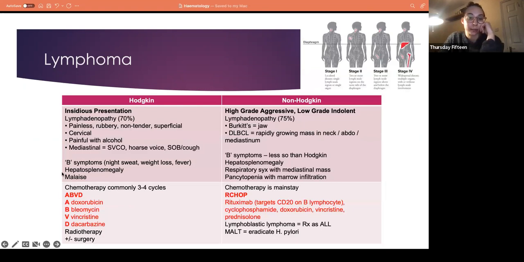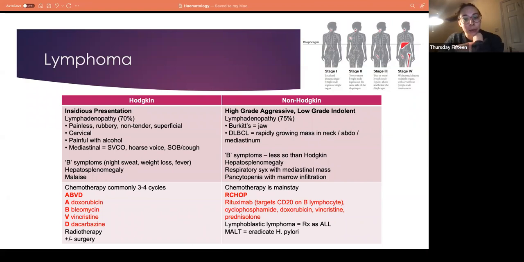So Hodgkin's lymphoma can present quite insidiously. 70% of patients will have lymphadenopathy. The classical one is cervical lymphadenopathy that is painful when you drink alcohol. If you have it in your mediastinum, you're at risk of getting superior vena cava obstruction. And you'll also get those B symptoms, hepatosplenomegaly, malaise.